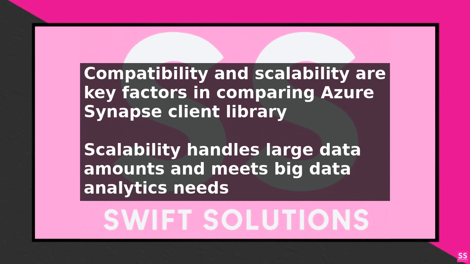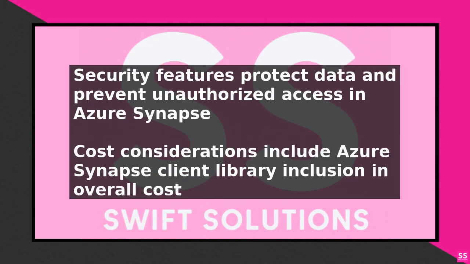To get started with the Azure Synapse Client Library, you need to install the relevant software development kit for your programming language of choice. Then you can use the APIs to connect to Azure Synapse and start managing and analyzing your data. Best practices for using the Azure Synapse Client Library include following standard security protocols, optimizing queries for performance, and monitoring usage to stay within cost limits.